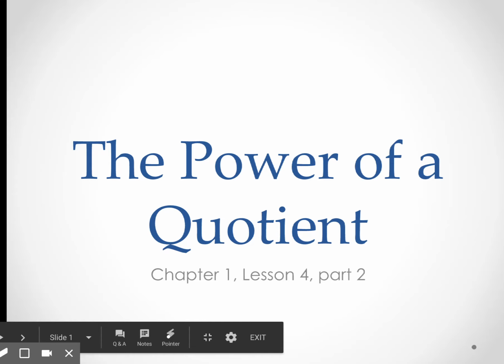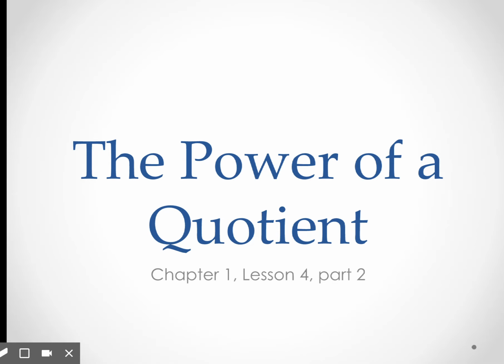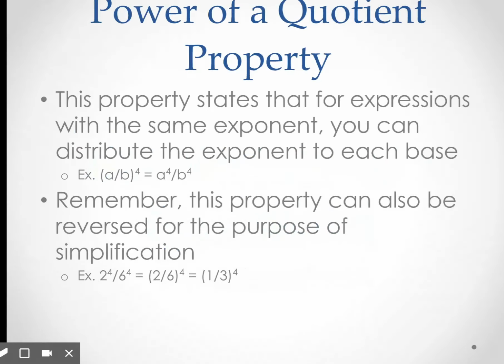The power of a quotient, from Chapter 1, Lesson 4, Part 2. The power of a quotient property states that for expressions with the same exponent, you can distribute the exponent to each base, to both the numerator and denominator. For example, (a/b) to the fourth power is the same as saying a to the fourth power divided by b to the fourth power.